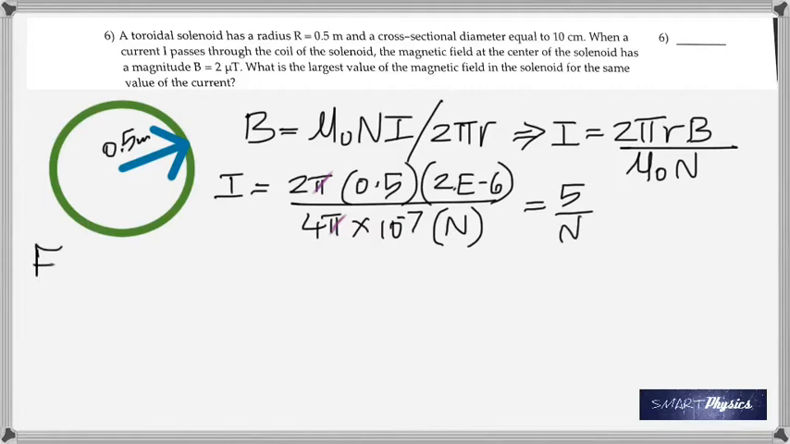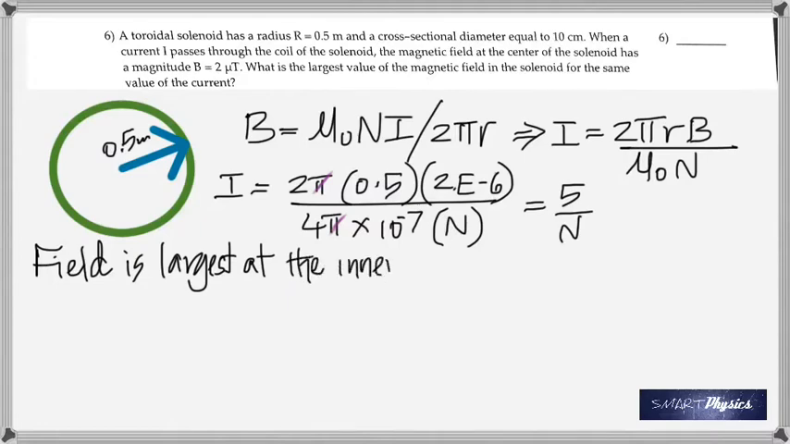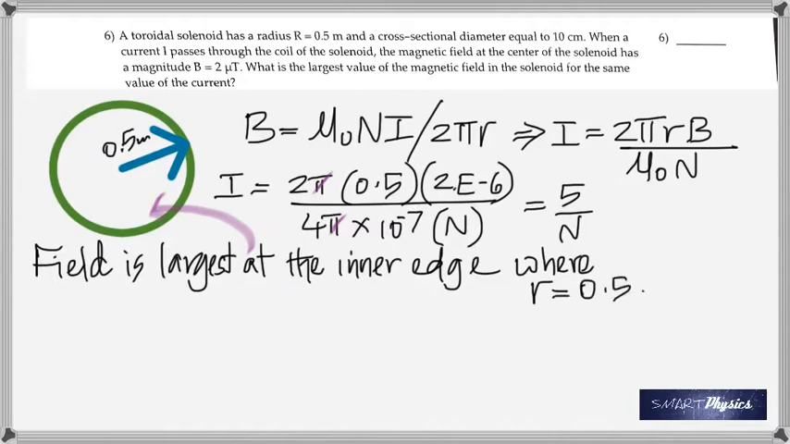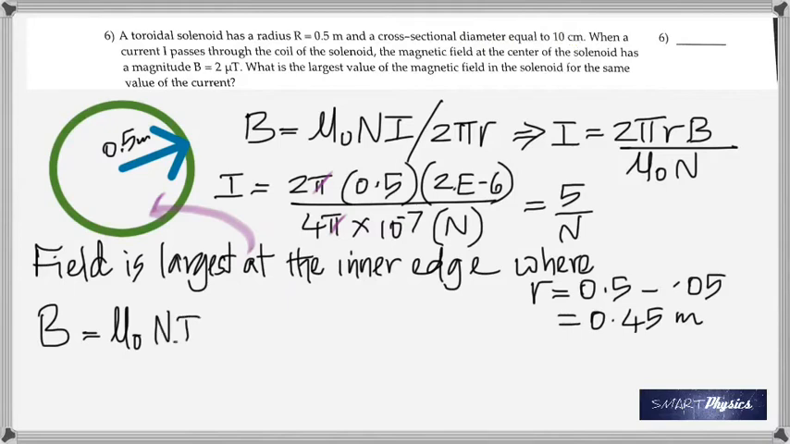And after all cancellations and calculations, you get 5 by n, because you don't know the number of turns. And the field, as I said before, is largest at the inner edge. At the inner edge, the radius is going to be 0.5 meter minus 5 centimeter, because remember that the diameter is given as 10 centimeter. So half of that, 5 centimeters in meters, is 0.05. So the inner radius is 0.45.